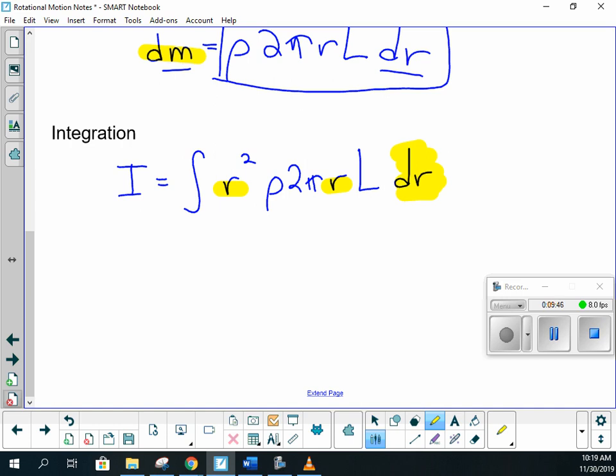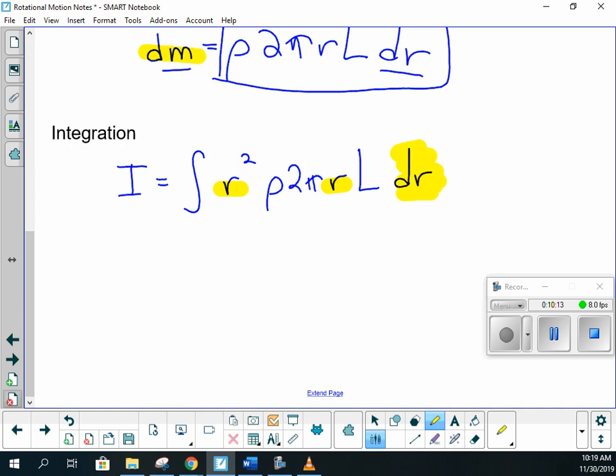Okay, so if you look at our highlighted statement, all of our things that are variables, things that can change, are all now in terms of r, right? Because our density here is going to be constant, 2 pi is constant, and then L is just that length of that cylinder, and that isn't changing since our axis of rotation is through the center of that. Okay, so now really is the easy part.